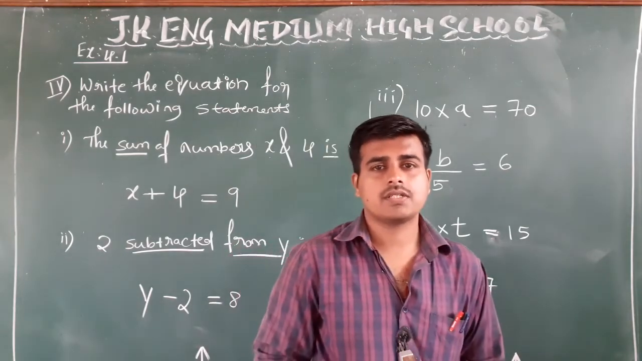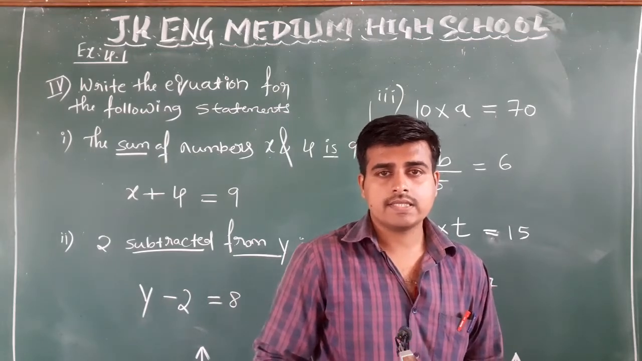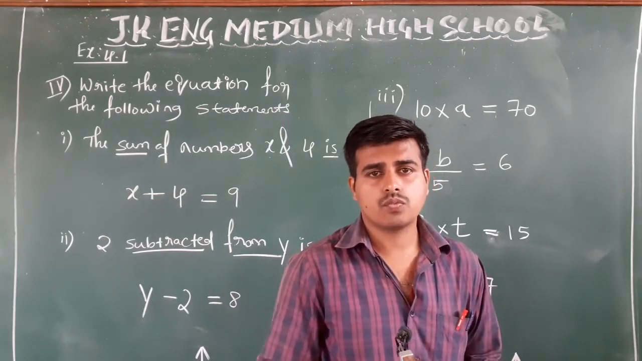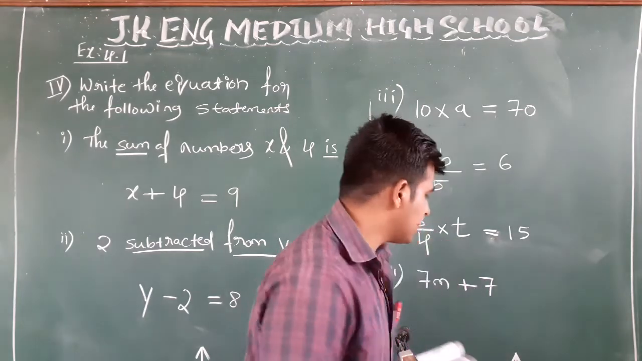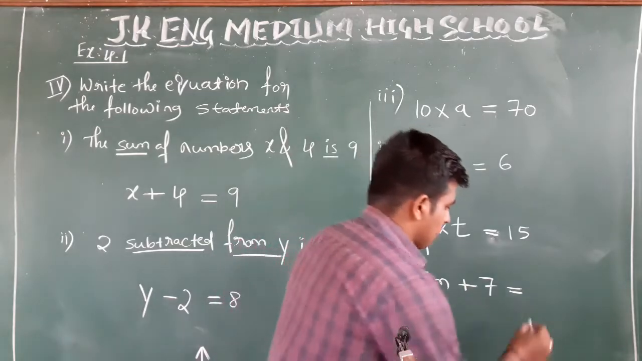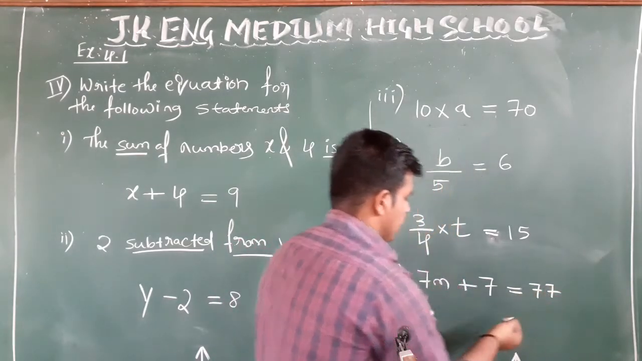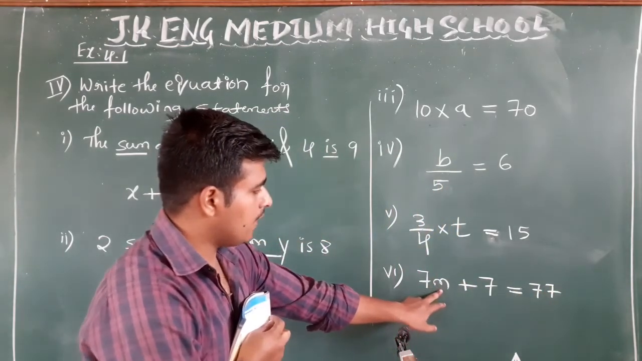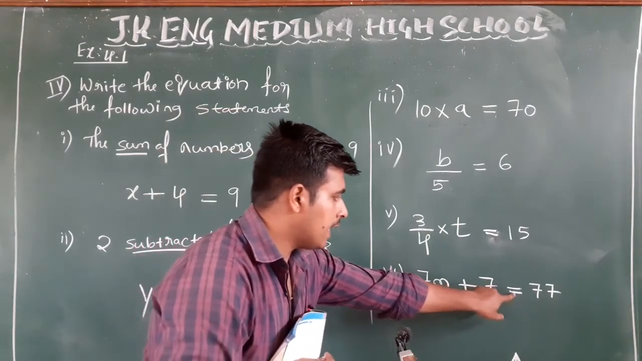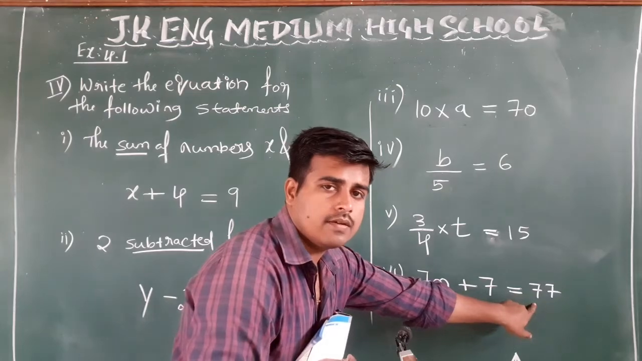77. These are just different words: is, gives, gets you, provide. All of these show only one meaning, that is equal. Gets you 77. 7 times m plus 7 gets you 77. Very easy.